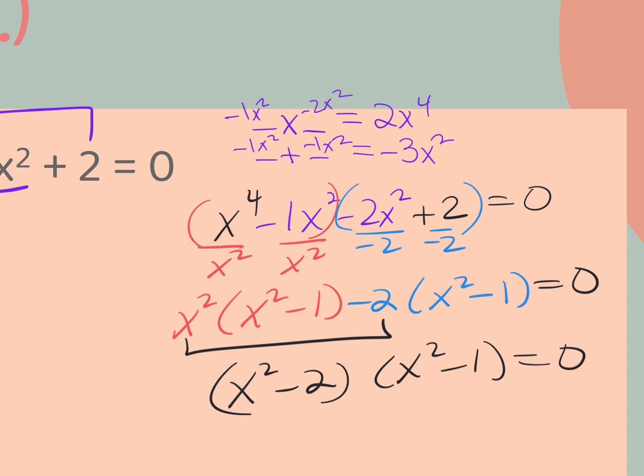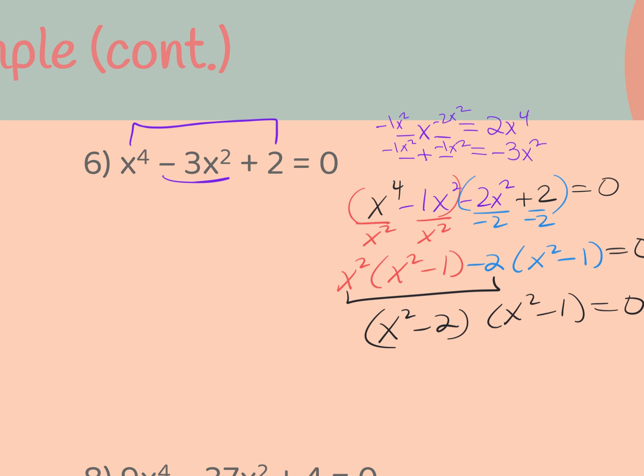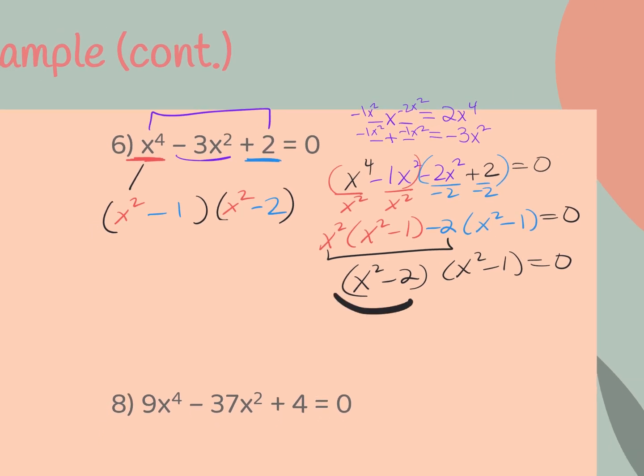Now, if you recognized that this was an easy trinomial with a 1 in front of the x to the 4th, you could have just done this. Done the guess and test, set up the binomials. Factors of x to the 4th are x squared and x squared, and then factors of 2 that give you negative 3 would have been negative 1, negative 2. And it's the same thing you got when you factored by grouping. So you can do it either way. So then now that we have it factored, I'm going to take each one of these guys and set it equal to 0.